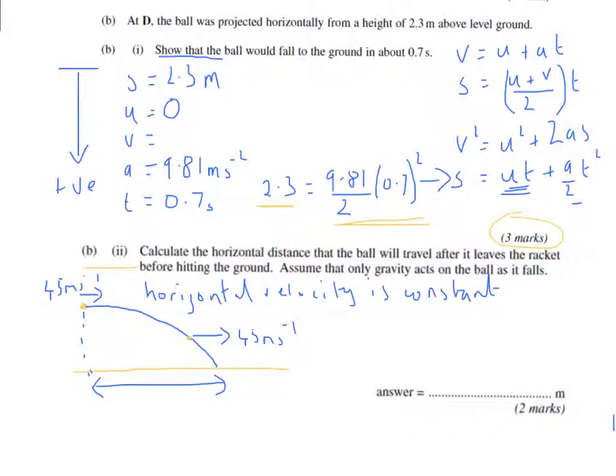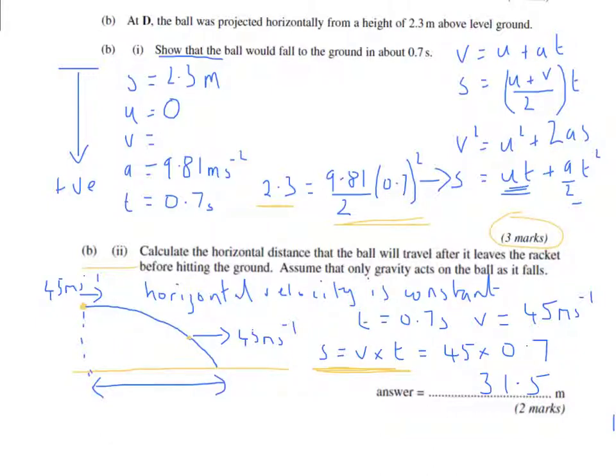So we know that the time is 0.7 seconds, and we know that the velocity, I'm just going to put v, so it's not final velocity, it's just v. We know that's 45 meters per second. So if we wanted to get the horizontal distance, all we need to do is s equals v times t. So you're going to do 45 times 0.7, which is 31.5 meters.